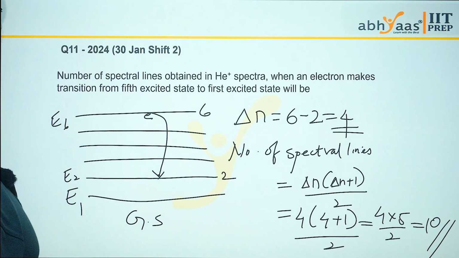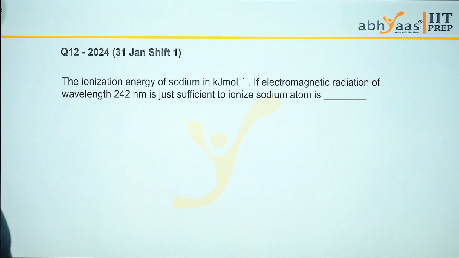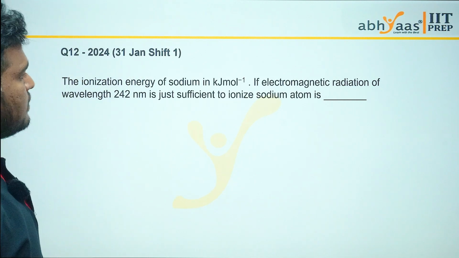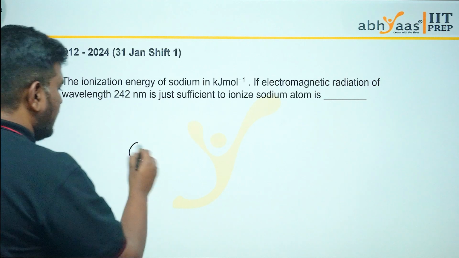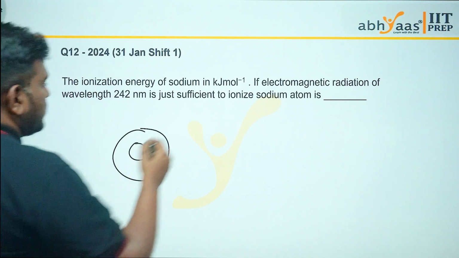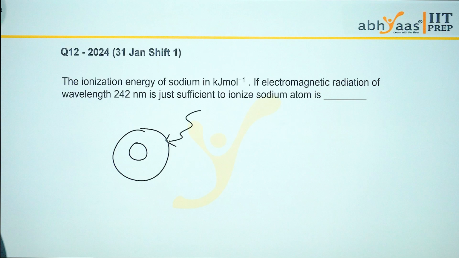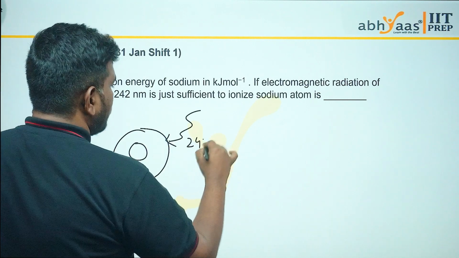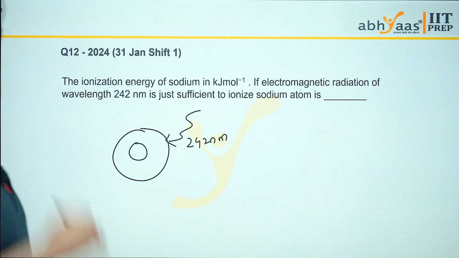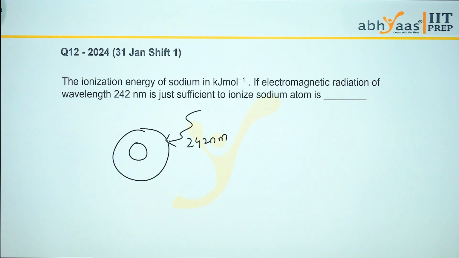Now we will move to the 12th one. Here in the 12th question, we have to find the ionization energy of sodium in kilojoule per mole. So what is happening here? You have the sodium atom, and a radiation of wavelength 242 nanometer is hitting this particular atom, and the electron is being ejected, right? So we have to find the ionization energy.